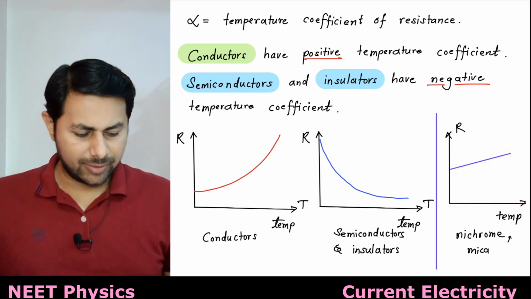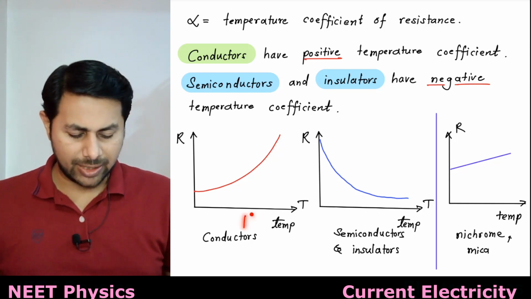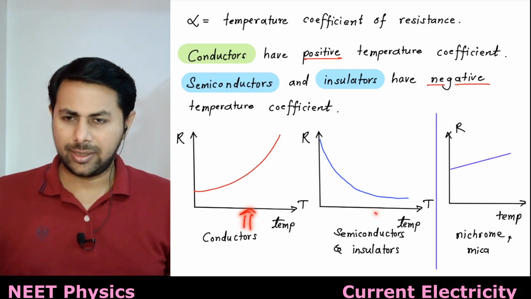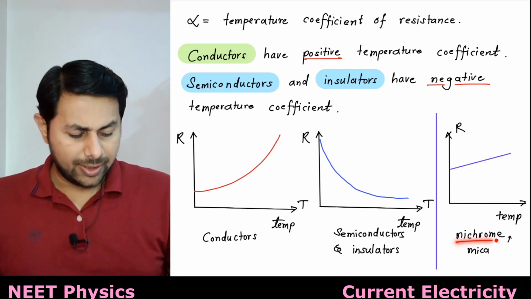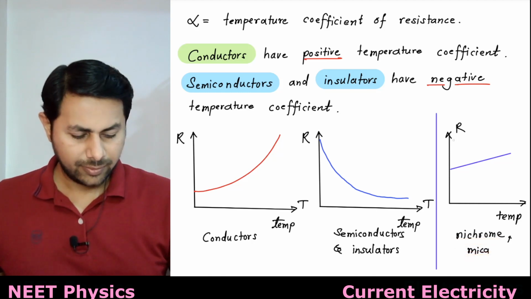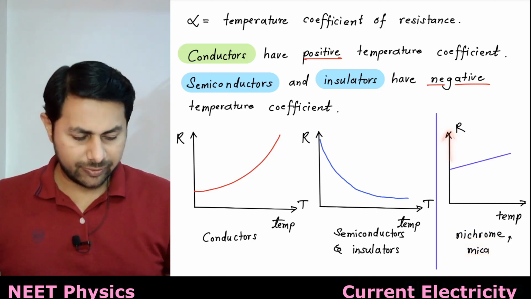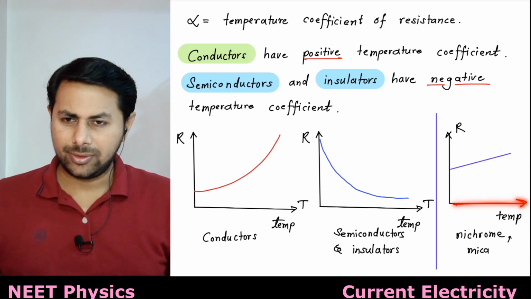There is some change, but the change is very small compared to that of the conductors and the insulators or semiconductors, other semiconductors and insulators, right? Okay, so that resistance changes very little with respect to the temperature.